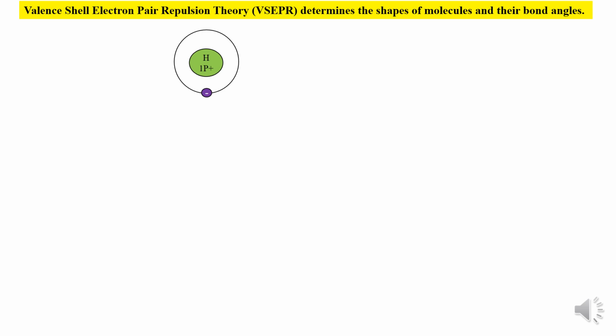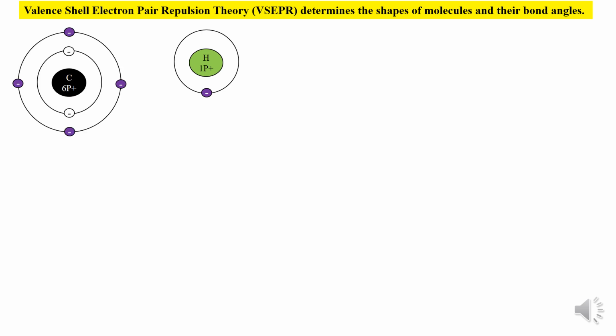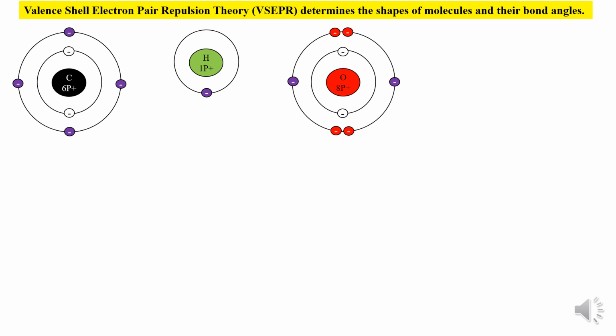The hydrogen atom has only one proton in its nucleus and only one electron in its outermost shell. Carbon atom has 6 protons in its nucleus. There are 2 electrons in the first shell and 4 electrons in the second shell, or the outermost shell. In case of oxygen atom, it has 8 protons in its nucleus, 2 electrons in the first shell and 6 electrons in the outermost shell.